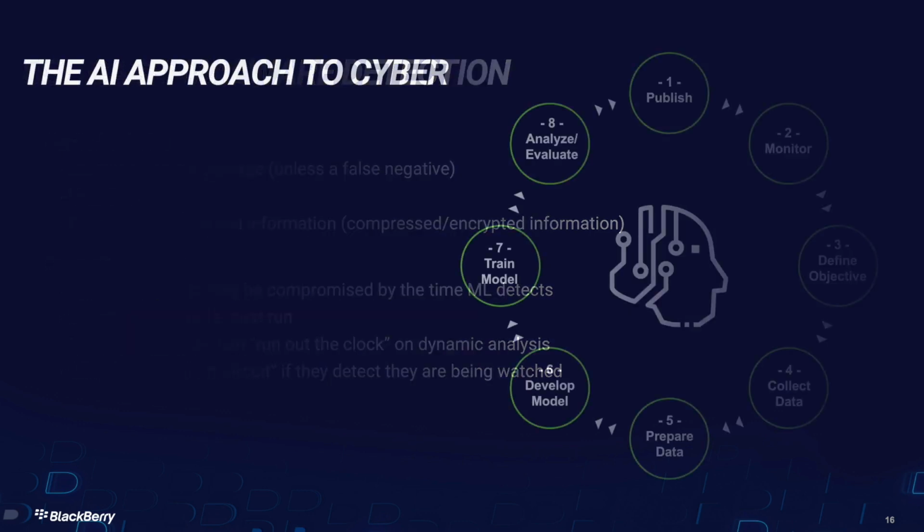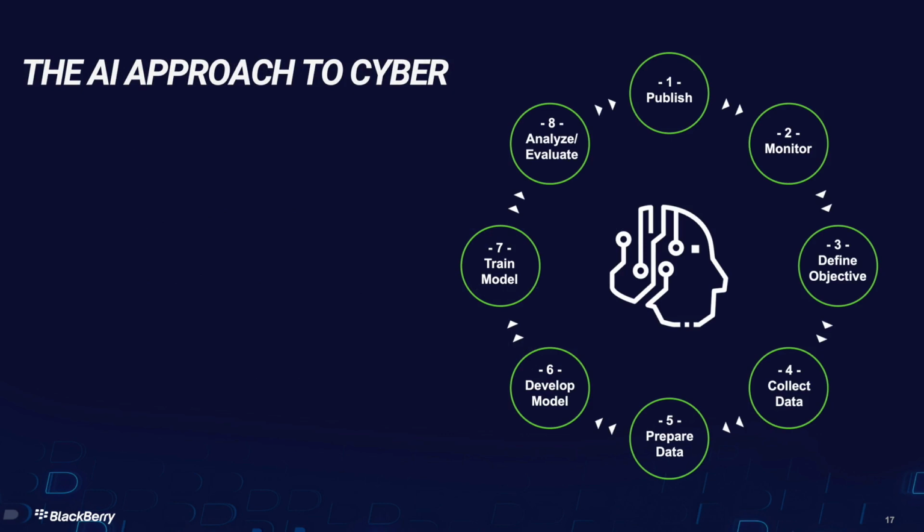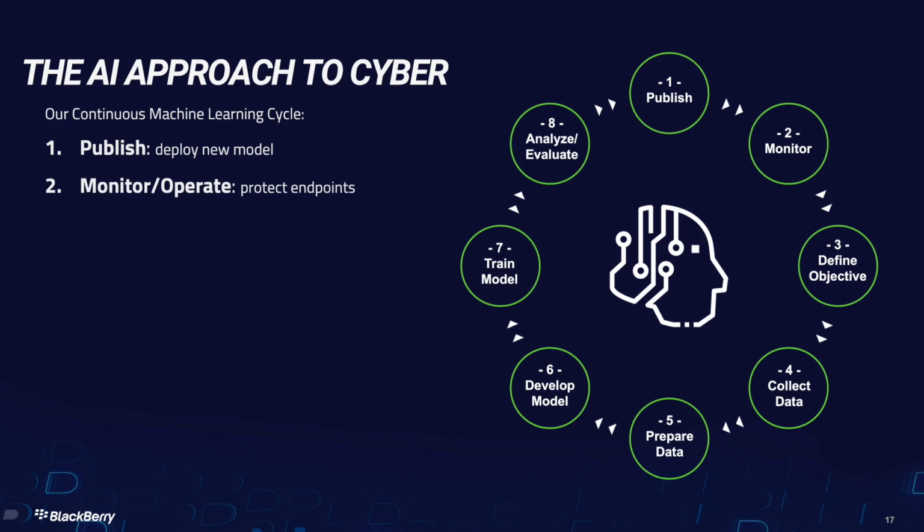Now, if we take a look at BlackBerry's continuous approach to machine learning, we rotate the cycle slightly where we start with publish. We have a model that's out there. We monitor it to make sure that it can protect the endpoints. And our new objective is to confirm that the threats out there are actually being blocked.